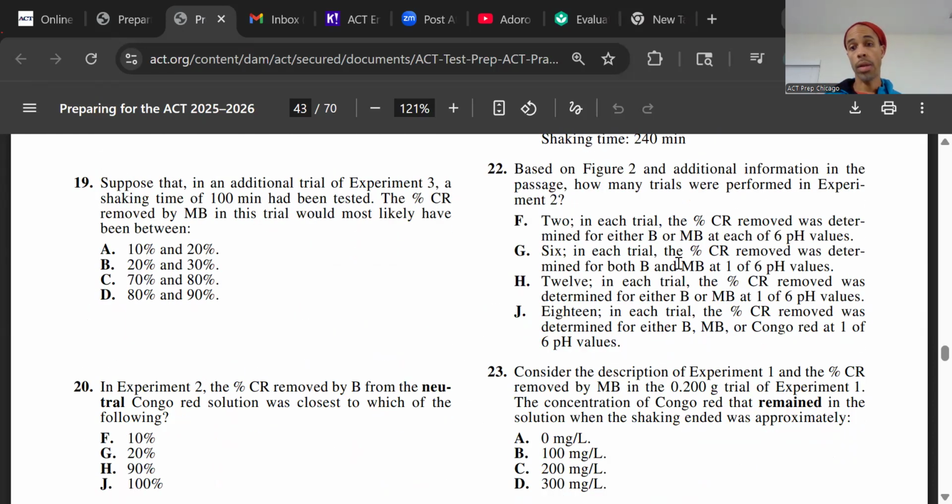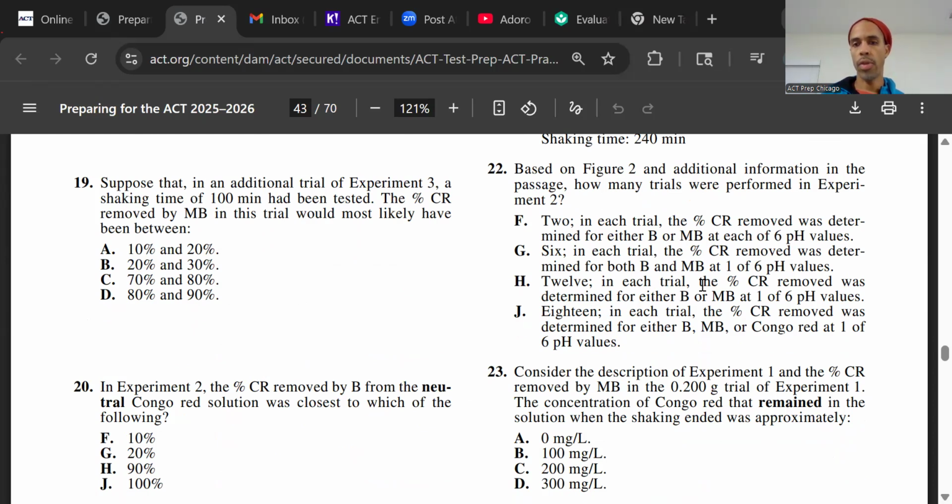So I'm looking at the reasons, right? At each of six, so the reason so far for F is right. In each trial, the CR removed was determined for both B and MB at one of six. No, it wasn't at one of six. It was at each of six.